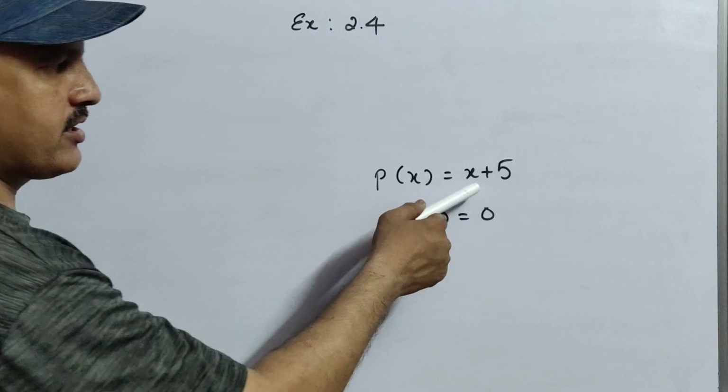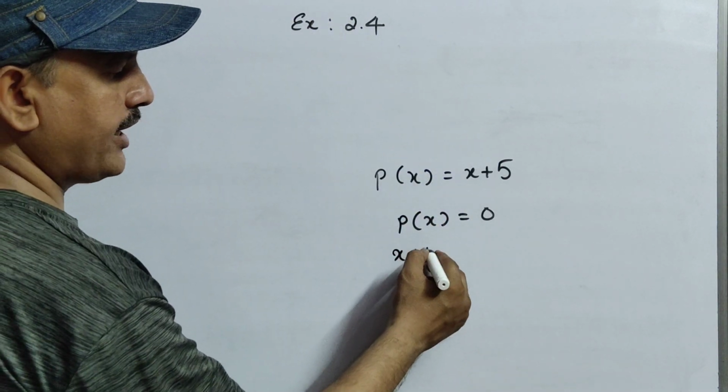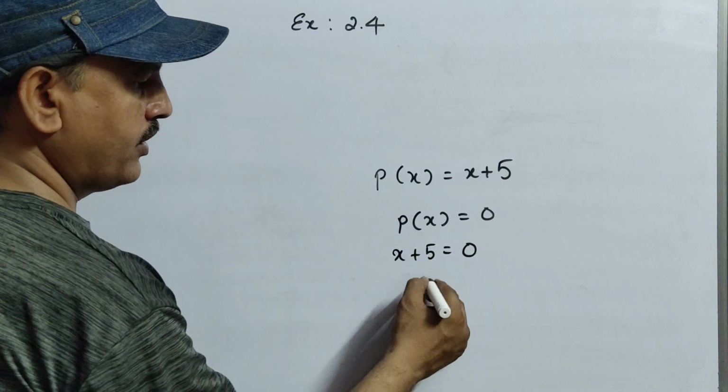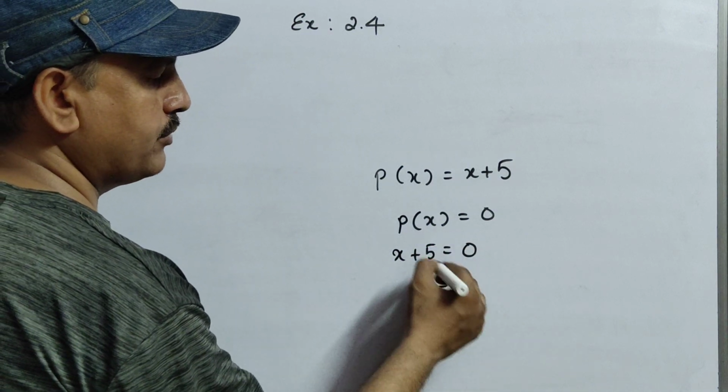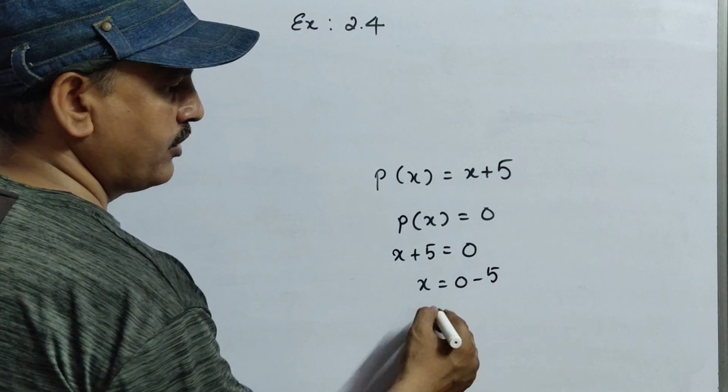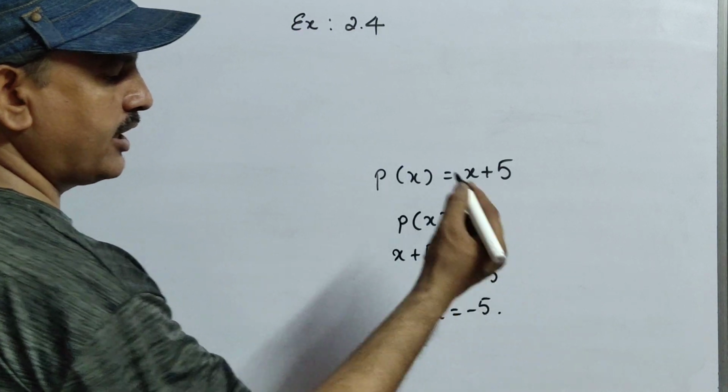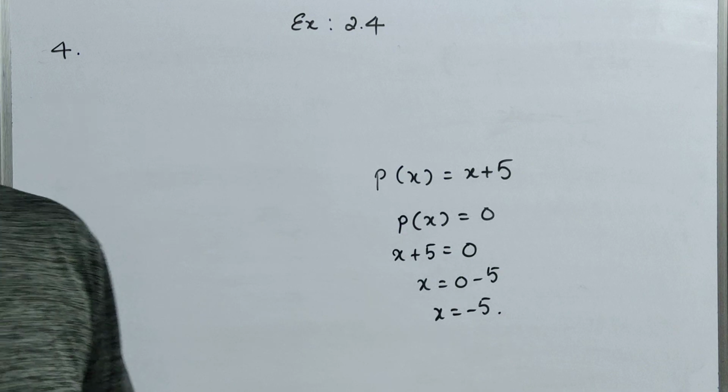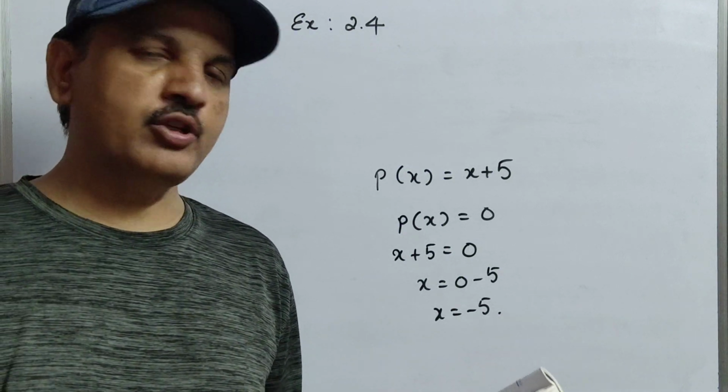Now what is p of x here? x plus 5. So x plus 5 equals 0. x equals 0 plus 5, means plus 5 will go that side, means minus 5. So x equals minus 5. That means you have to find the value of x now. Okay, find the zero of the polynomial.